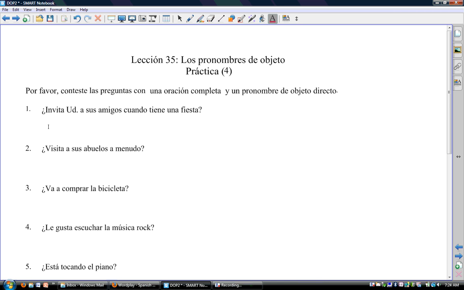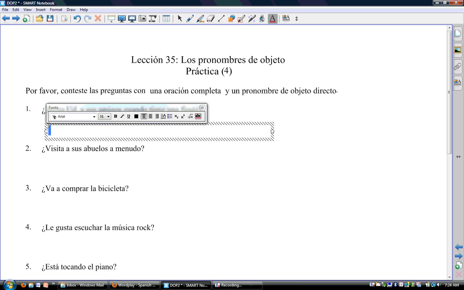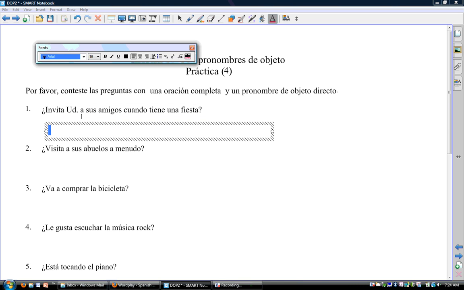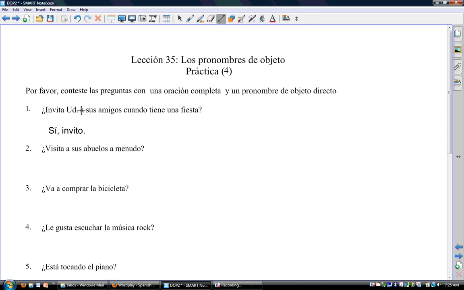So number one's asking, do you invite your friends when you have a party? Well, the answer is probably yes. So you'd say sí, and then you're changing all these to I form. So for the most part, you're just looking at that verb, which is going to be the first word, and adding o. So it's sí invito. Now that's not quite a complete thought. That would get you 2 out of the 3 points on the quiz. But to get to the third point, you'd have to put in lo, la, los, or las. So you're taking out sus amigos. So I'm just going to cross this whole part. Your friends.